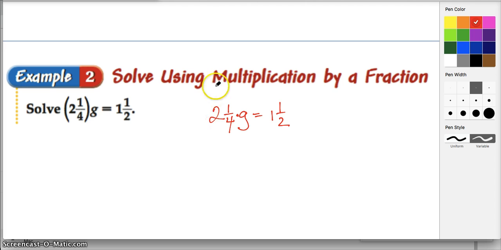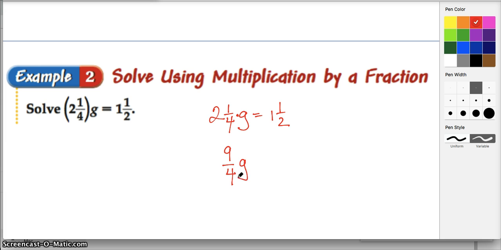That's fine. So it means that the numerator is going to be larger than your denominator. How do I turn this mixed number into an improper fraction? I'm going to show you. So 2 times 4 gives me 8, plus 1 more gives me 9. So this is actually 9/4.